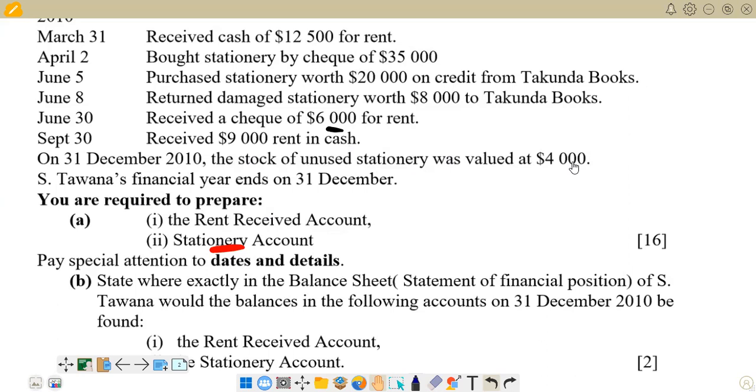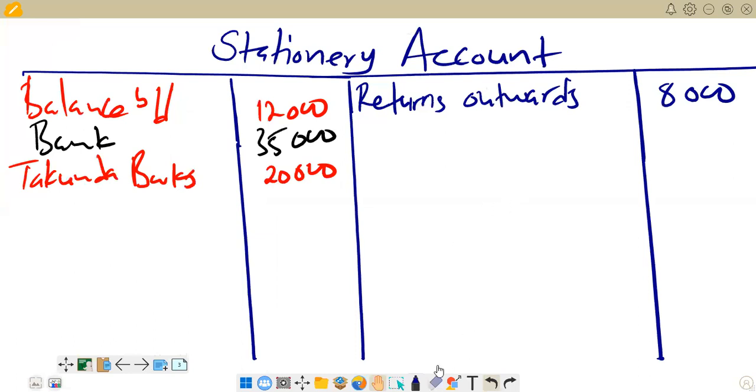Remember, stationery is a normal debit balance, so it means our balance b/d is going to be on the debit side, below the double lines. Then our balance c/d will be on the credit side. So we go again to our stationery account, and we go to the credit, and we are going to say this is our balance c/d.